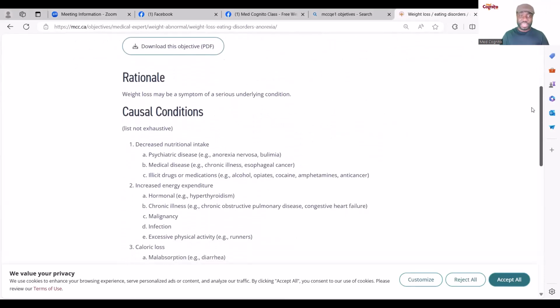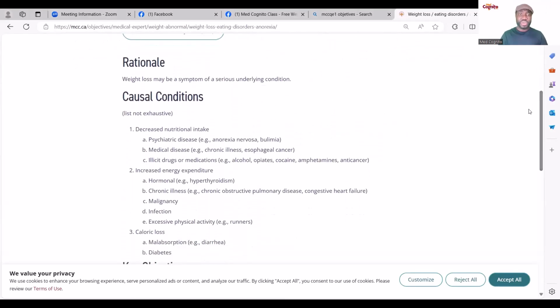And why are we dealing with this? The rationale is that weight loss may be a symptom of a serious underlying condition. All right, doctors? The causal conditions can be psychiatric disease, anorexia nervosa, bulimia, chronic illness, esophageal cancer, alcohol, opiates, cocaine, amphetamines, anti-cancer medications, right? If you are learning this particular objective, all you need to do is look at the topics listed by the Medical Council and start writing them down, and make sure you've covered each of them one by one.